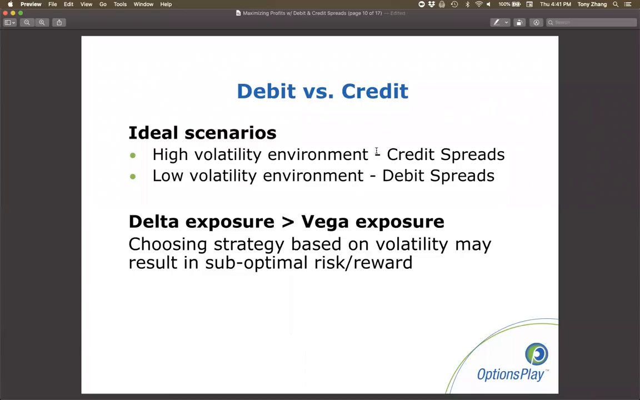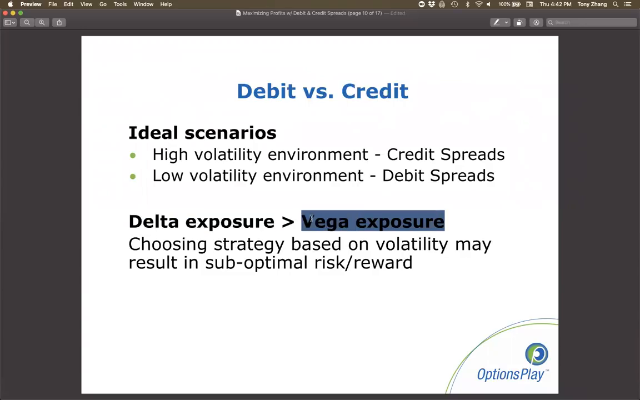Because yes, high volatility environments are most ideal for credit spreads, but that doesn't mean that you can't trade a debit spread in a high volatility environment, or vice versa, that you can't trade a credit spread in a low volatility environment. And the reason for this is because whenever you trade either one of these two strategies, your exposure to delta, meaning your exposure to the moves in the underlying stock, is far, far greater than your exposure to volatility.